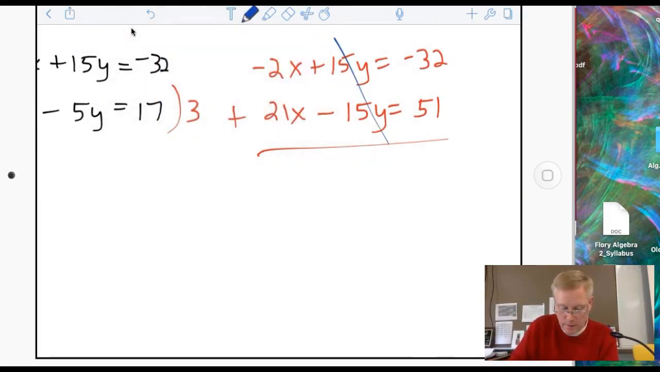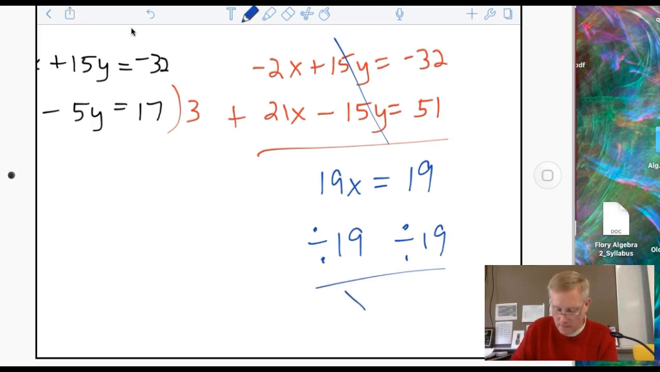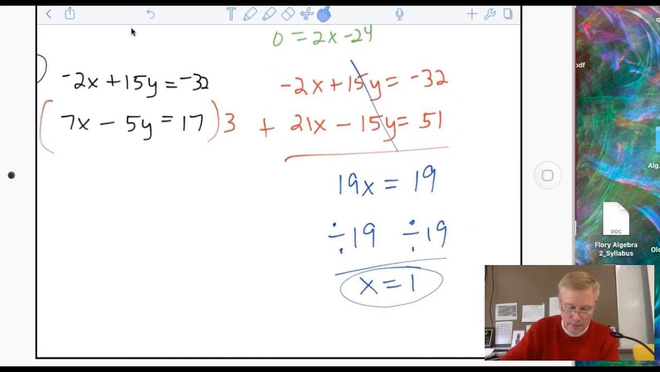And now I'm going to add straight down, and my y's will cancel out, and I'll be on my way. Those are gone. -2x plus 21x is 19x. 51 plus -32 is 19. Ooh, that worked out nice. Divide by 19. X equals 1. There's my first answer. Okay, now I got to get the second one. I'm going to take one of my original equations. Doesn't matter which one. Take that top one. These look equally challenging.